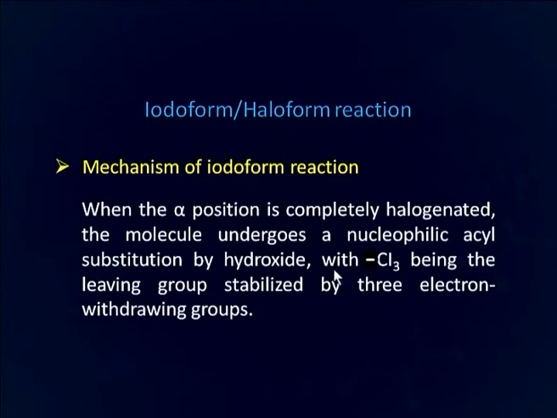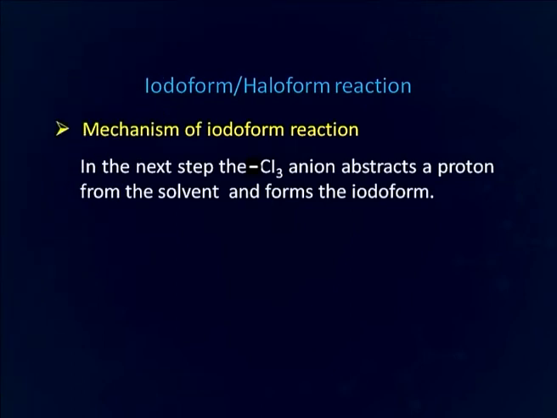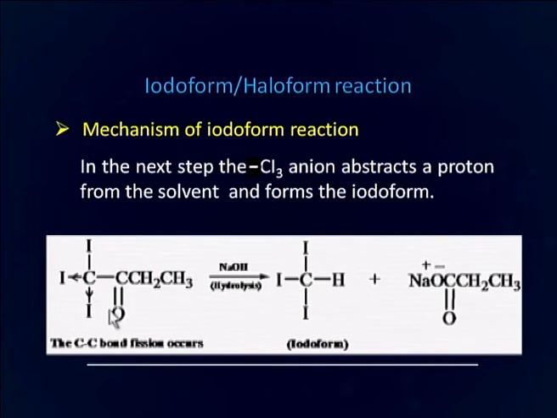When the alpha position of methyl ketone is completely halogenated, the molecule undergoes nucleophilic acyl substitution by hydroxide, with the CI3 or triiodomethyl group being a leaving group stabilized by 3 electron withdrawing groups. In the next step, the CI3 minus anion abstracts a proton from the solvent and forms iodoform. This is the triiodo derivative of the ketone, and this molecule then undergoes reaction with sodium hydroxide to form iodoform and the sodium salt of the corresponding carboxylic acid.